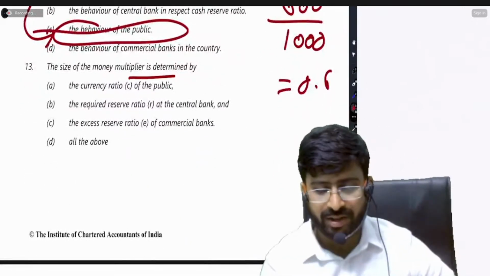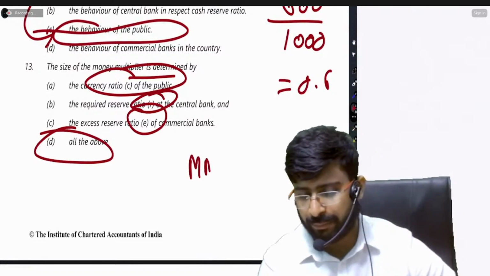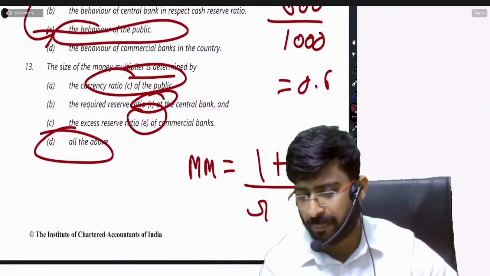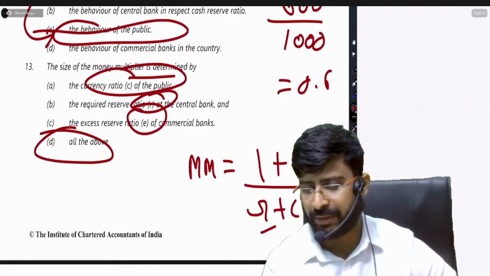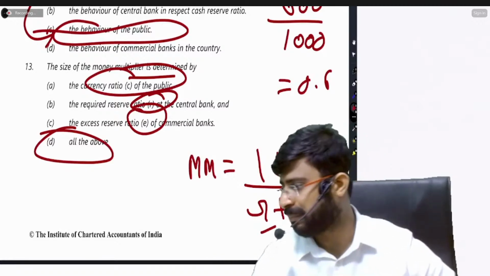Size of the money multiplier is determined by the currency ratio. Absolutely, because you remember the money multiplier is 1 plus C by R plus C plus E. So all of them are included in the formula. Perfect?